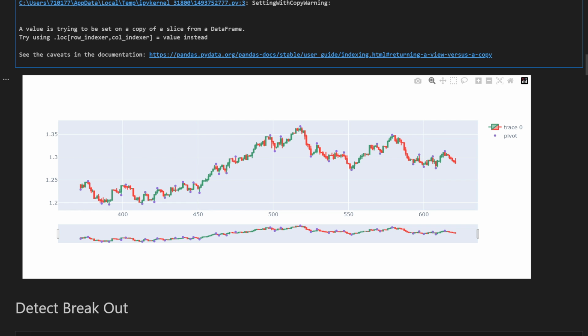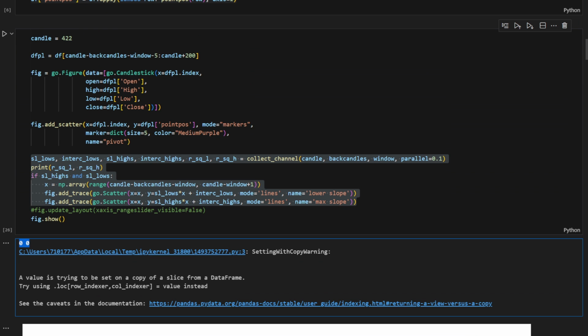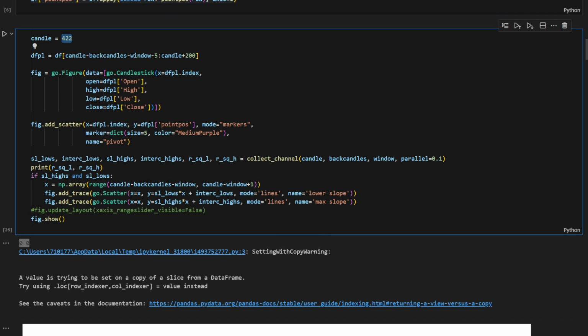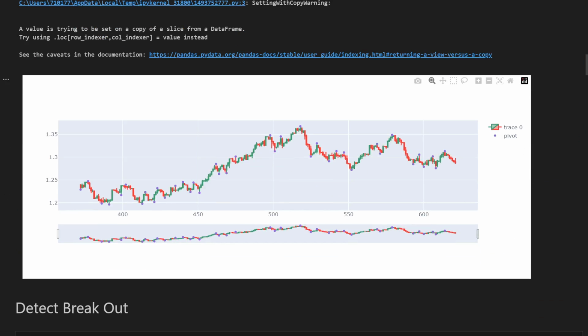So at this point, we can plot any candle or slice around the candle that we are interested in. So this is candle 422. We can go right here. So where is 400? 422 is somewhere around here. We don't have any signal here, so there's no breakout to be considered. It's just that we're slicing, we're plotting the pivot points, and we're also plotting the future to know what happened after in case we have a signal.